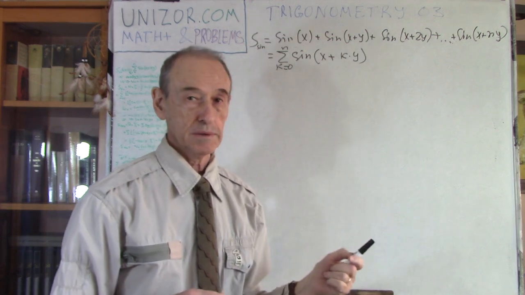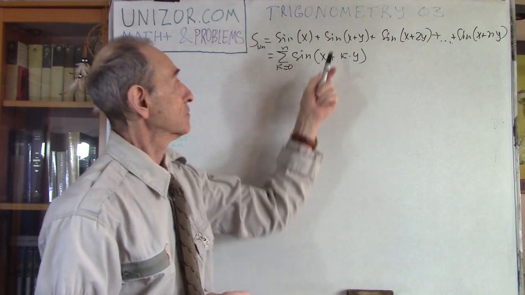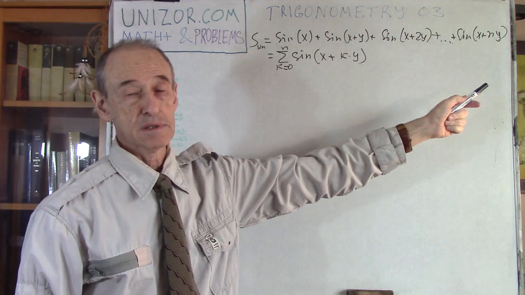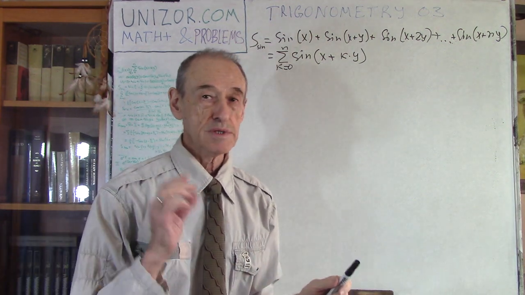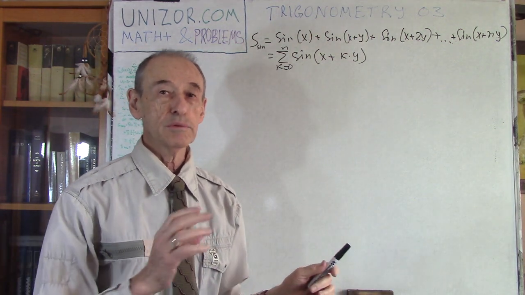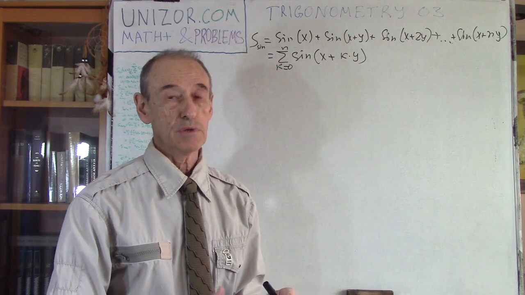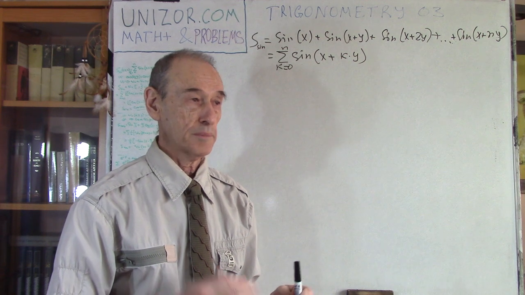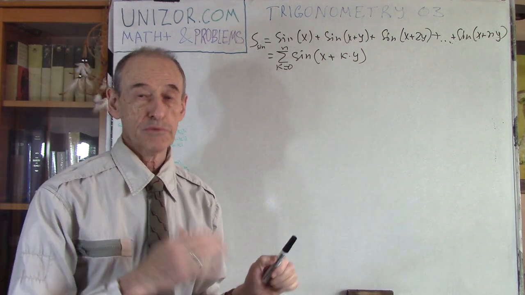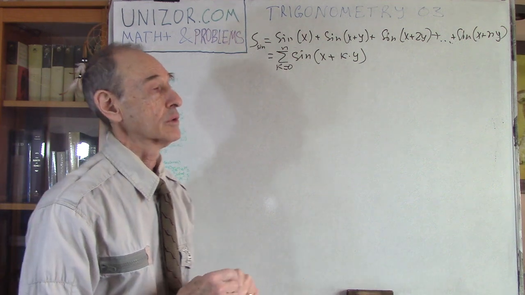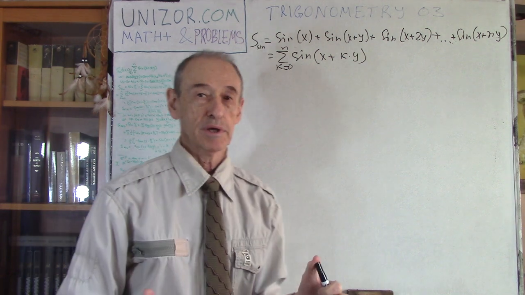Now, I will present two different approaches to this problem. The second problem actually is the sum of cosines, which will be analogous. But in any case, I will present two different approaches. One, trigonometry related, and another related to complex numbers and Euler's formula. So, right now, I'm going to present the first solution related to pure trigonometry. And it's kind of a trick.